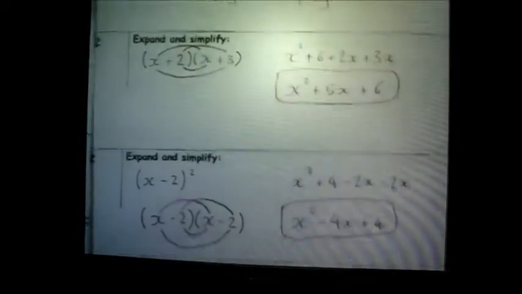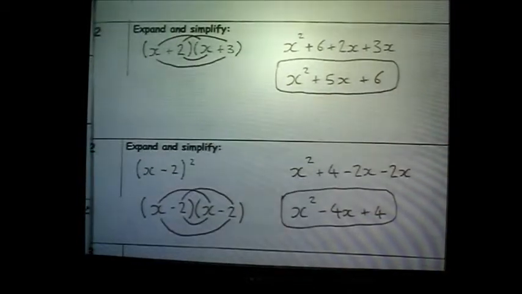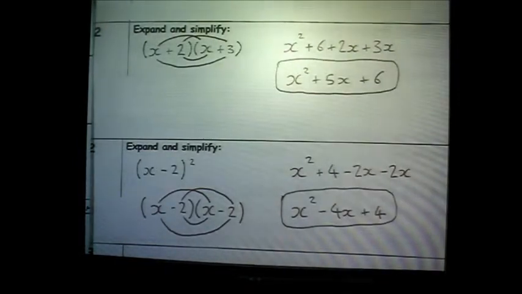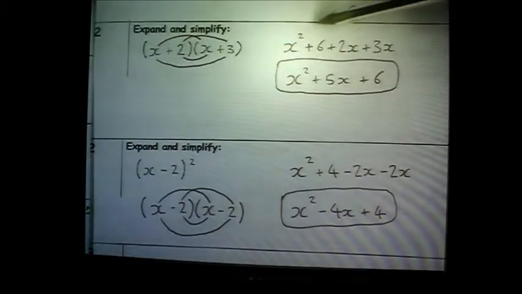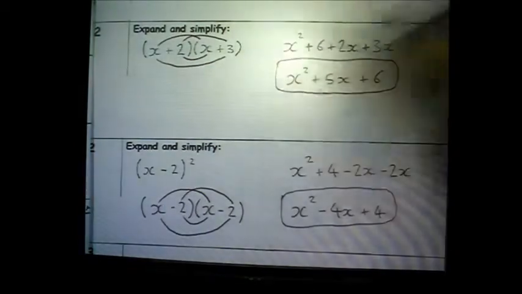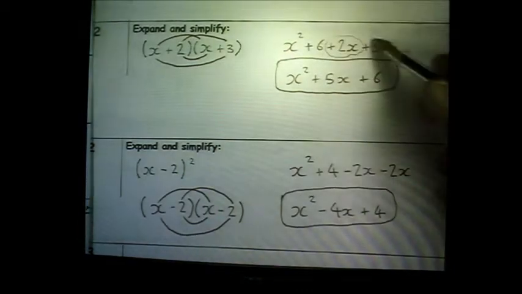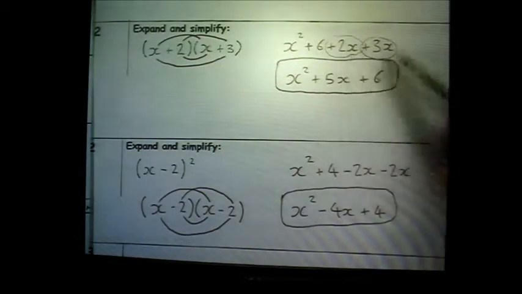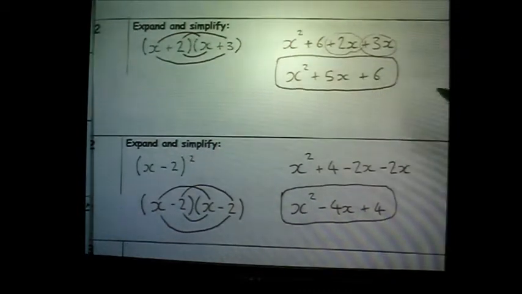Next one is double brackets. I've done the smiley face method or the FOIL method. I've taught you through it. So the first bit is x times x is x squared. 2 times 3 gives you the 6. 2 times x gives you the 2x. And 3 times x gives you the 3x. You need to simplify this. So x squared always goes at the beginning. Then do your x's. Well, you've got a positive 2 there and a positive 3. So that's positive 5x, because basically 2 add 3 is 5. Then you put your 6 at the end.